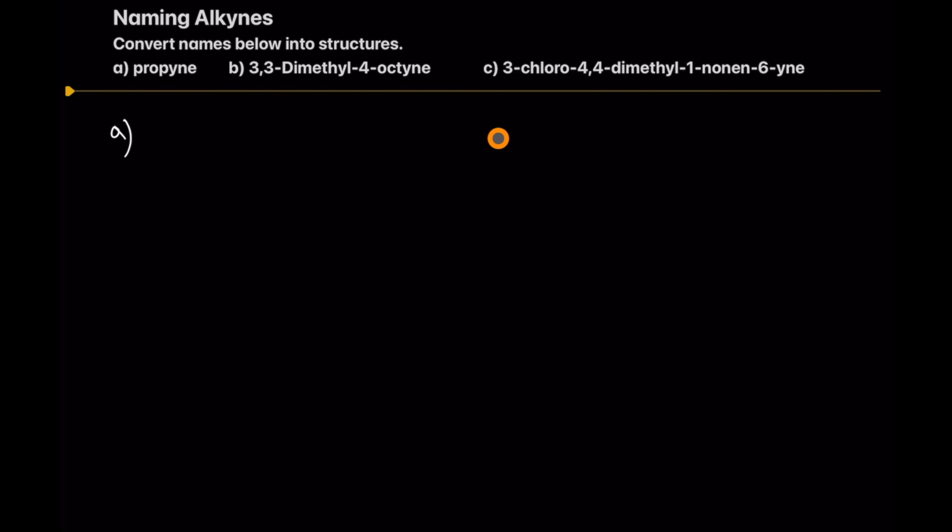Let's start with the first one, propyne. It contains 3 carbons from prop. Ine means that it contains a triple bond. And let's fill with hydrogens. This is the first compound. Let's start with the second one, that is a little bit more complicated.